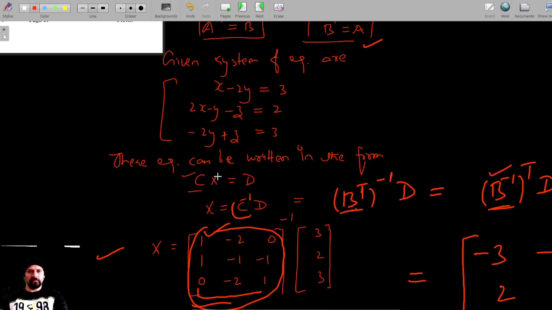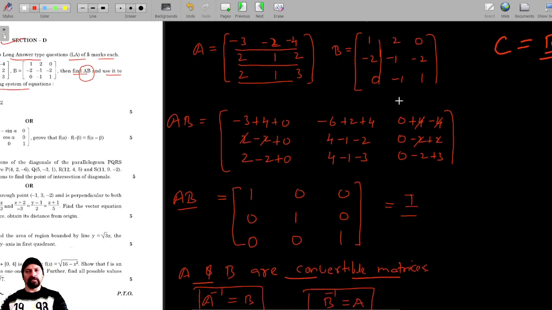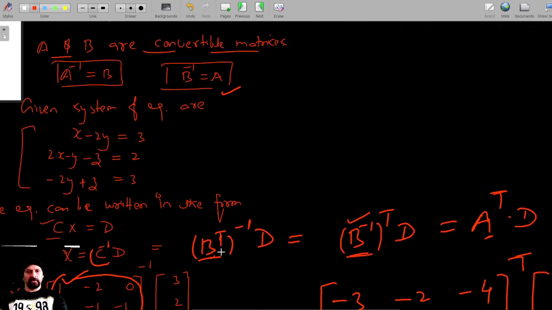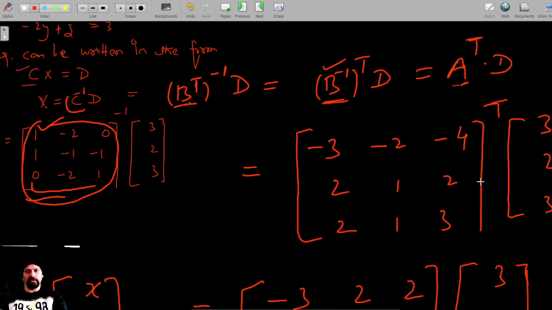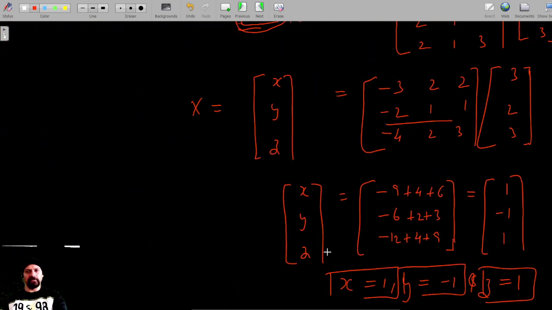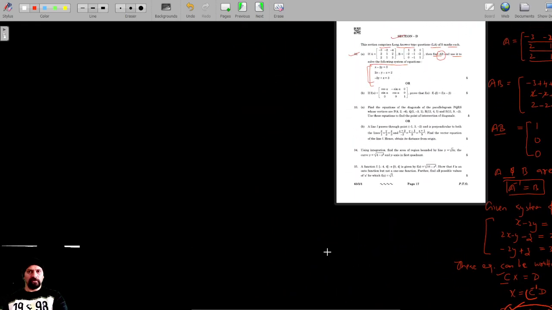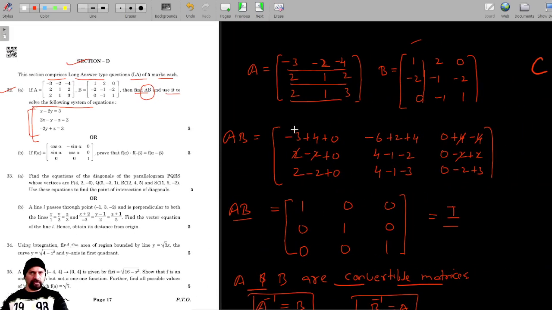Now these equations, write them in the matrix form, which gives me X is equal to C inverse of B, and C is actually the transpose of B. So instead of C, it's B transpose, and B transpose inverse is B inverse transpose, so B inverse is A. So A transpose into D, write down A, transpose it, and multiply it with D, which will give us the value of X, Y, and Z. Okay, now let's move on to the next part of this question.